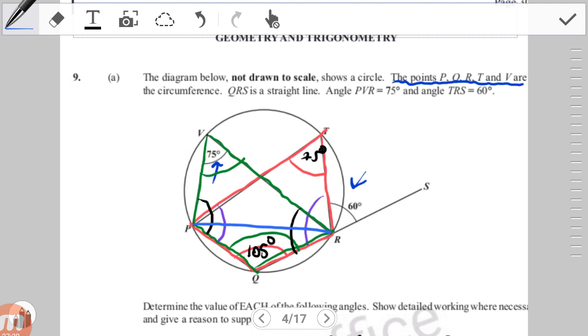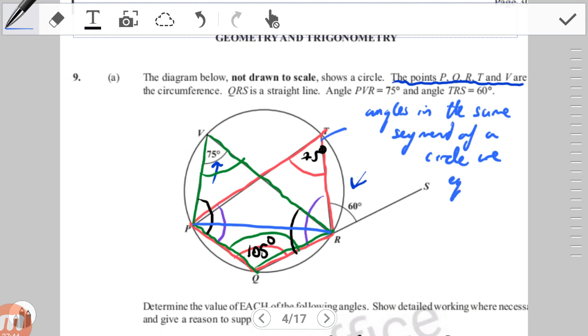That also brings us to the fact that we could have found that angle of 75 degrees by using one very simple statement: angles in the same segment of a circle are equal.